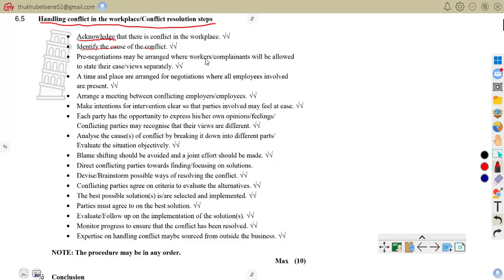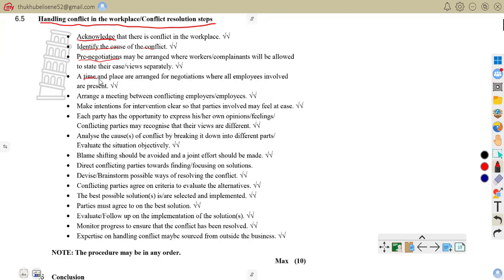Pre-negotiations may be arranged where workers and complainants will be allowed to state their case and views separately. So there will be pre-negotiations, where workers are to bring out their complaints and their cases separately, because we are looking to make sure that we solve the conflict. A time and place are arranged for negotiations where all employees involved are present.